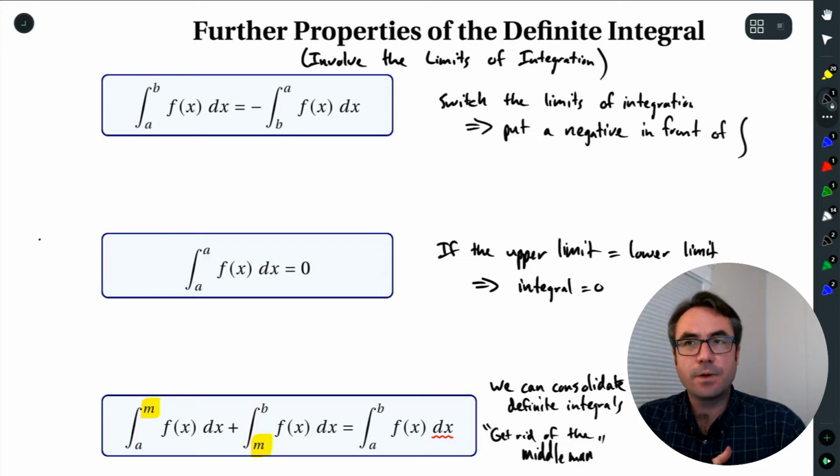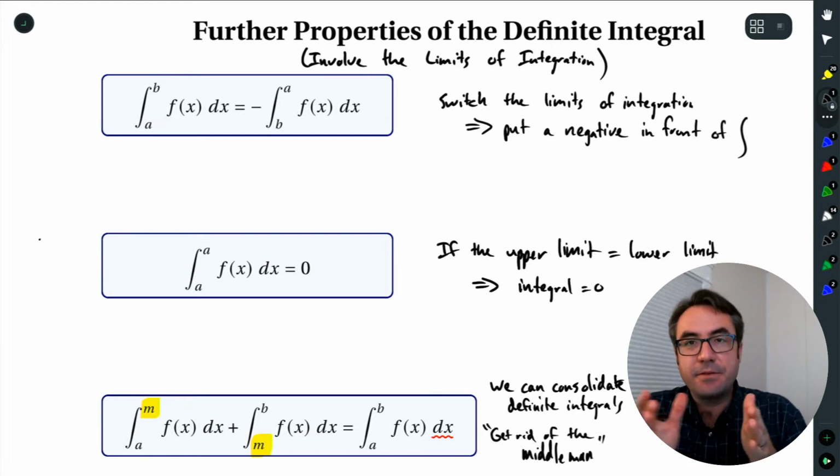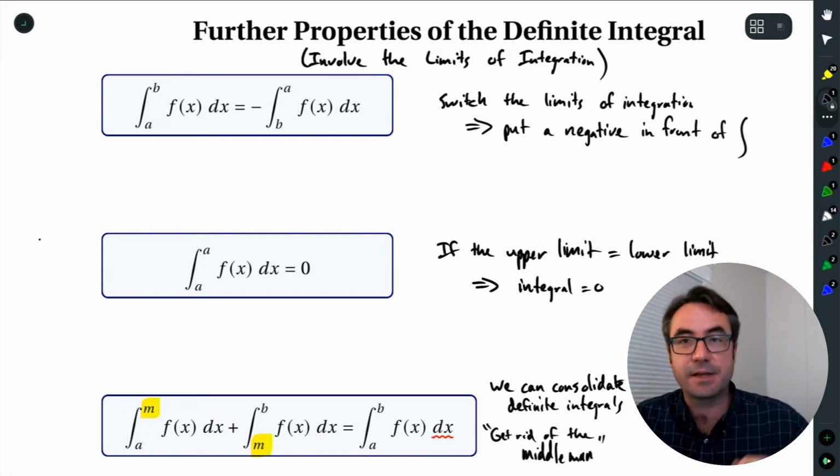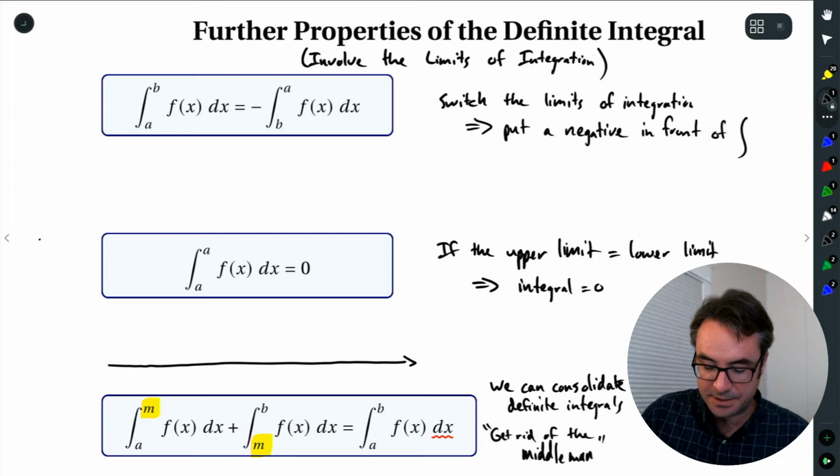So when we're doing these definite integrals, these limits of integration, you want to think of them as just sections of the x-axis. So for instance, let's think of it as just sections of the x-axis here.